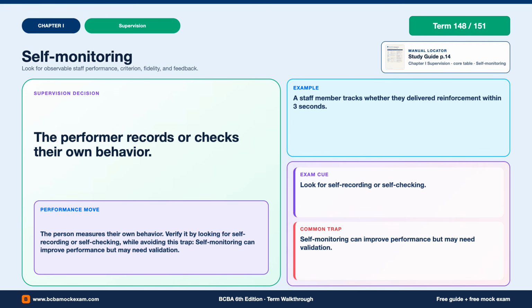Self-monitoring. Self-monitoring lets the person track their own performance. A common wrong turn is assuming self-recorded data are always accurate without support or checks. In plain English, it means the performer records or checks their own behavior. Here is how that shows up in practice. A staff member tracks whether they delivered reinforcement within 3 seconds. When you read the answer choices, do not start with a label. First, ask whether the STEM is pointing to self-recording or self-checking. Hold on to this version. The person measures their own behavior.